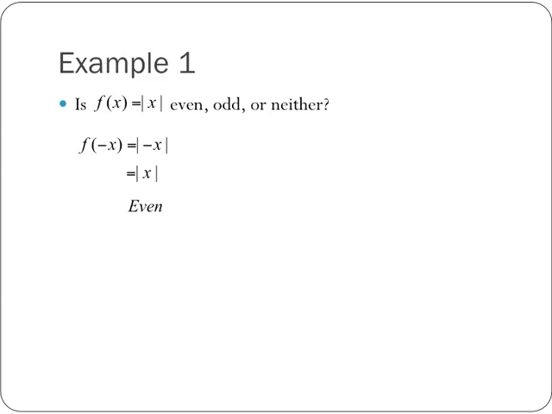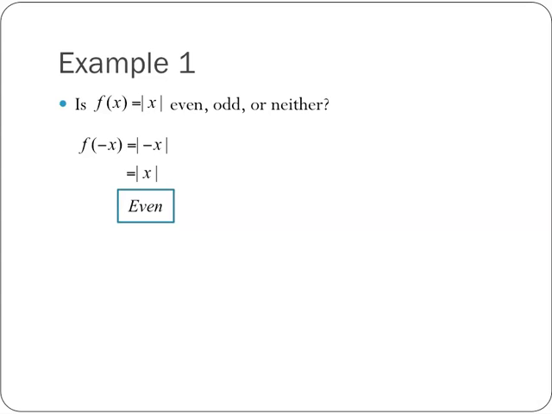even function. Now, if you were to graph this function and you wanted to see the symmetry, the graph f of x equals the absolute value of x turns out to be this V shape, and you would see that there is symmetry with respect to the y-axis, which is what we expect for an even function.